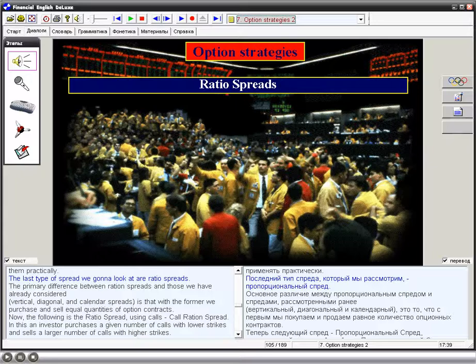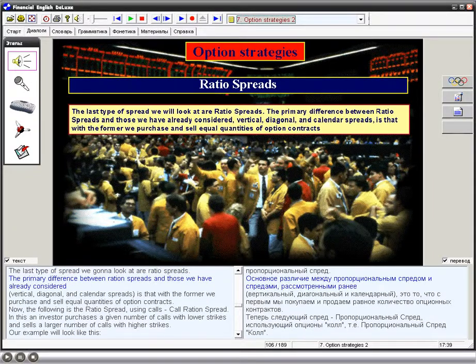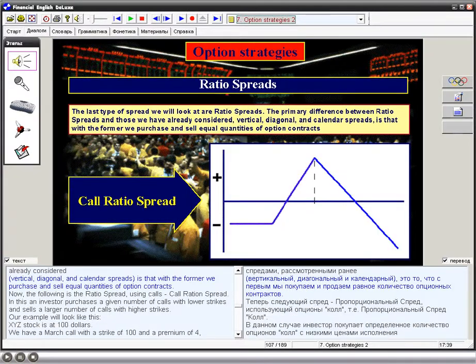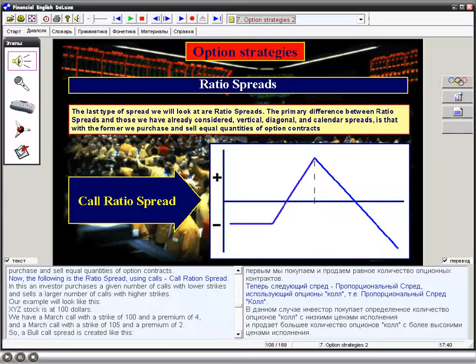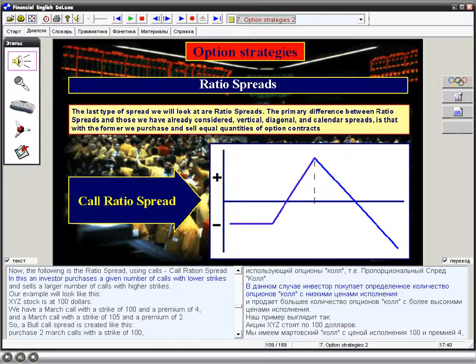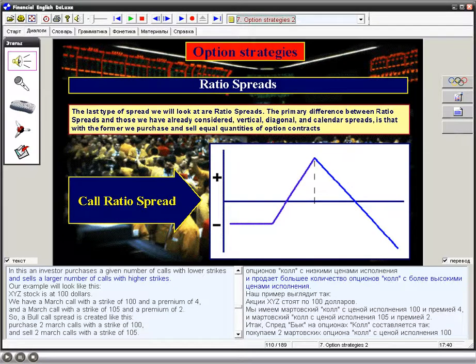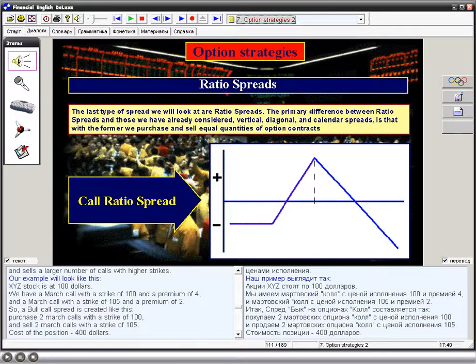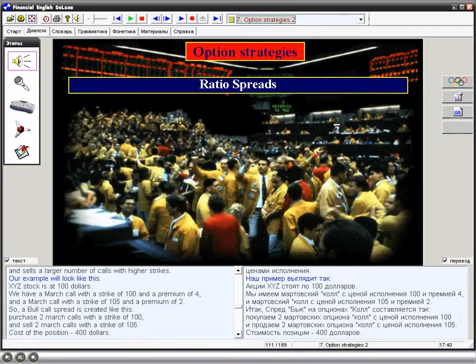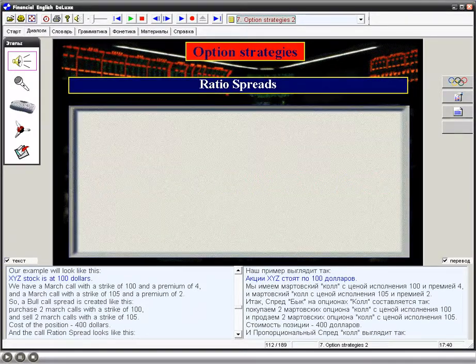The last type of spread we're going to look at are ratio spreads. The primary difference between ratio spreads and those we've already considered, vertical, diagonal, and calendar spreads, is that with the former, we purchase and sell equal quantities of option contracts. Now, the following is a ratio spread using calls, the call ratio spread. In this, an investor purchases a given number of calls with lower strikes and sells a larger number of calls with higher strikes. Our example would look like this.